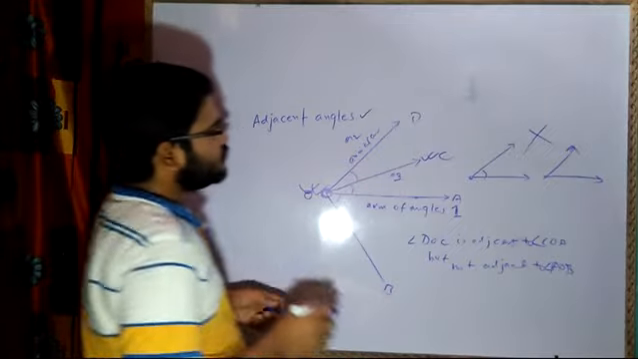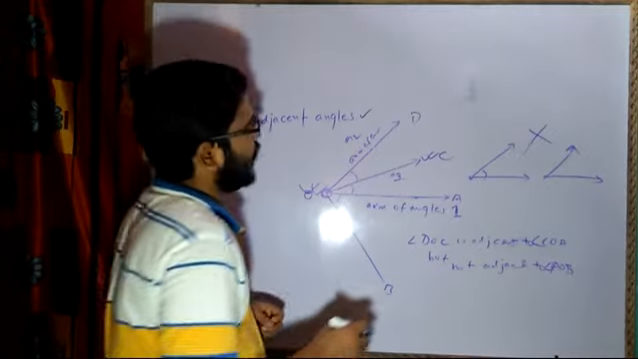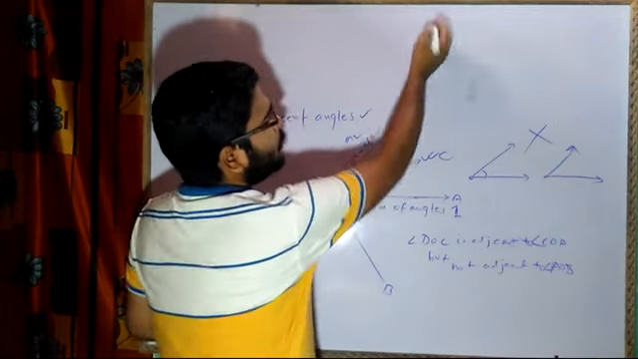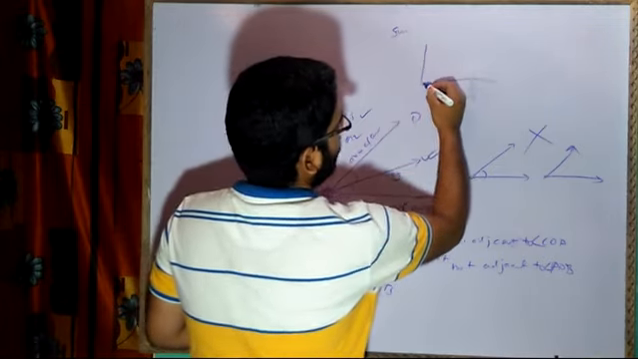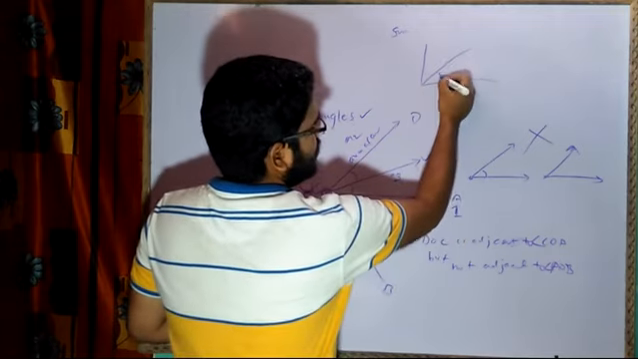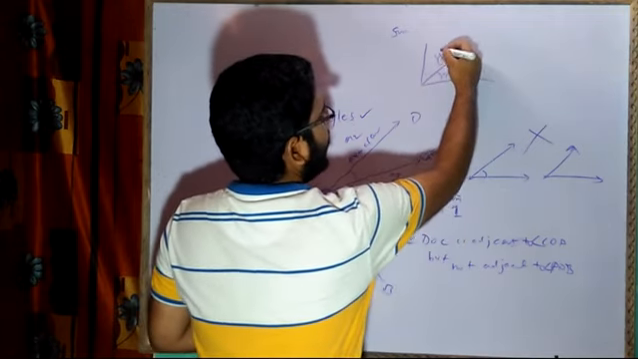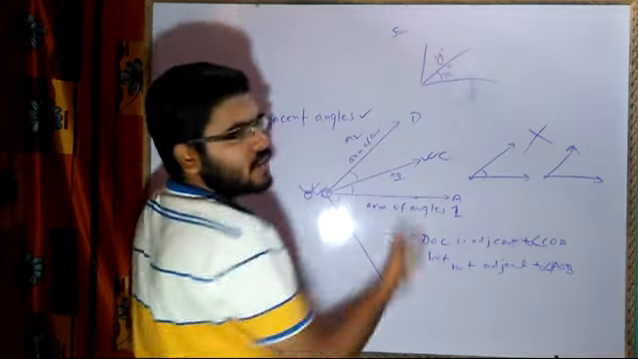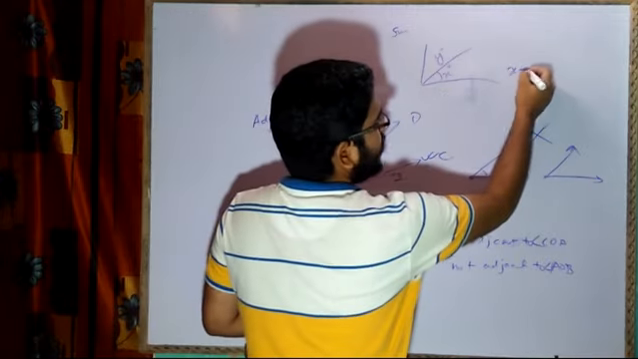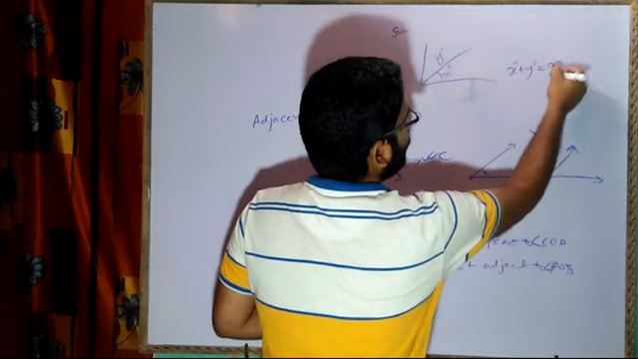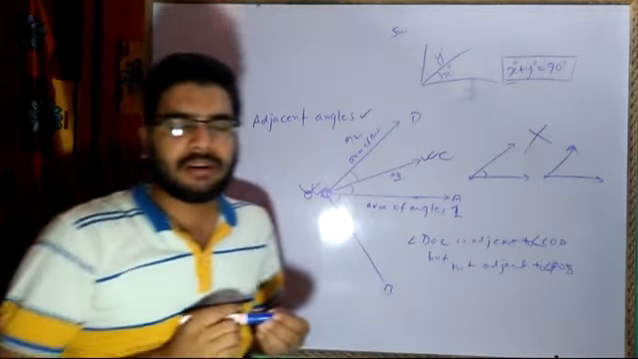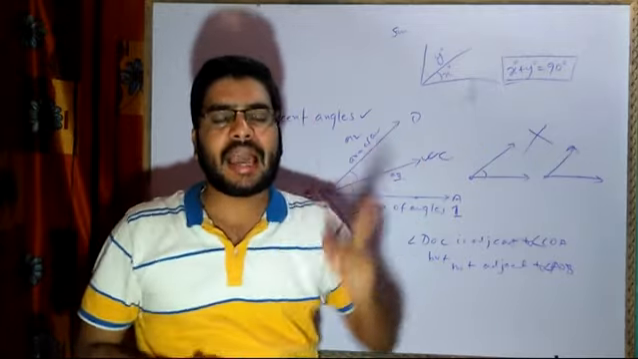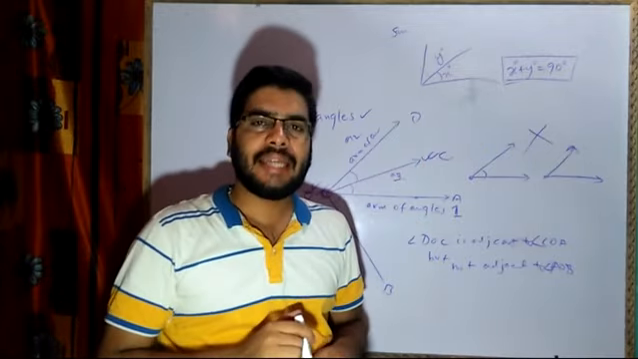Okay, now after this we have complementary angles. The word complementary means the sum is equal to 90. Suppose I have one angle, this one and this one. If this is x degree and this is y degree, then their sum should always be equal to 90 degrees. Angles are said to be complementary if the sum of both the angles is equal to 90 degrees.